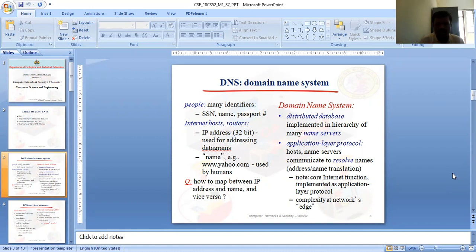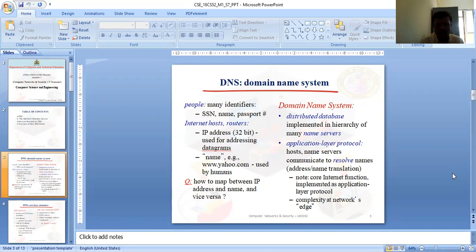Normally, people can be identified by social security numbers, names, and passport numbers. In the internet, hosts and routers are identified with IP addresses. How exactly are they identified? Every machine on the internet is identified by an IP address, a 32-bit IP version 4 address, which is used for addressing each host in the datagrams.